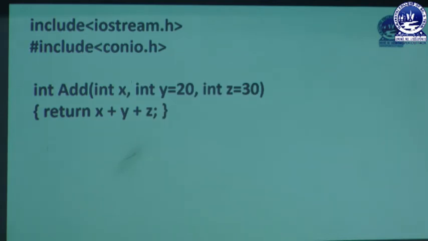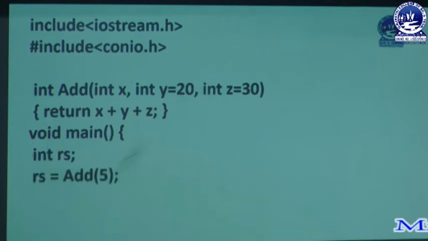These are default arguments. But if I slightly change this, that is, if I use the const keyword here, then that will be called a constant argument. Inside the function body, I am writing a very simple statement: return x + y + z. It means that the addition of x, y, z will be returned.